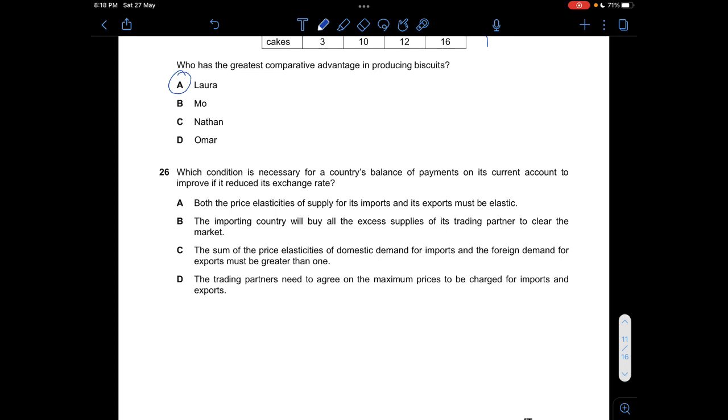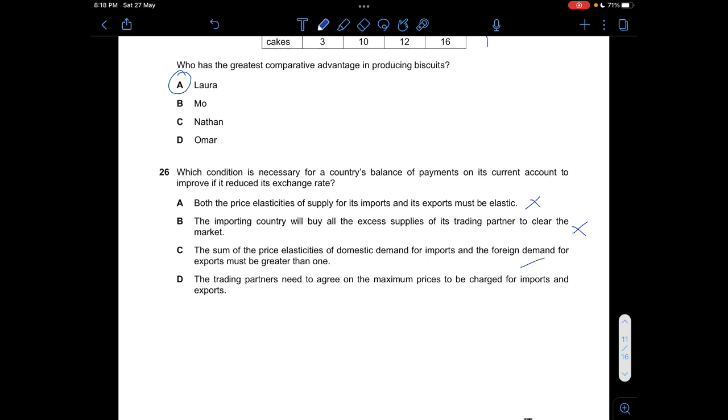Question 26. Which condition is necessary for a country's balance of payments on its current account to improve if it reduces its exchange rate? For a country's balance of payments on its current account to improve, the sum of price elasticity of demand for imports and exports must be greater than 1. A says both the price elasticity of supply for its imports and exports must be elastic. Not really the case. We are looking at the Marshall-Lerner condition, so the sum of PED for X plus M must be more than 1. B says the importing country will buy all the excess supply of its trading partner to clear the market, which is not correct.